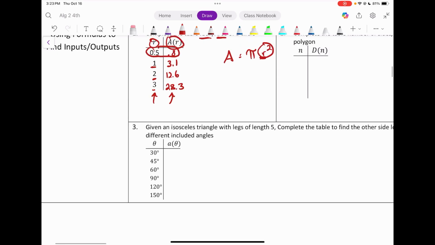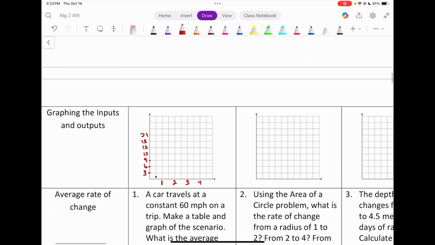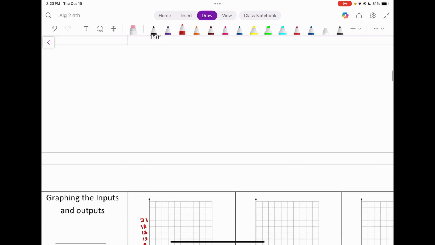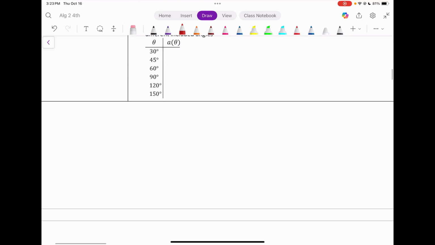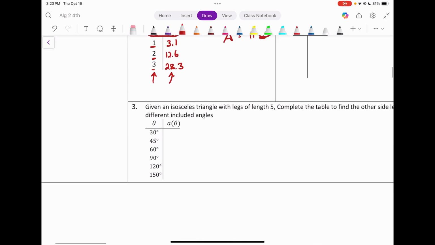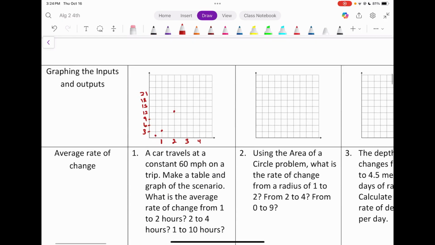When I plugged in 1, I got a little bit over 3, which is going to be about right there, 3.1. When I plugged in 2, I got 12.6. So at 2, I'm going to go up to 12.6, which is going to be just a little bit past 12. And then when I plugged in 3, I got a value of 28.3. So I'm going to have to go up a little bit further, 24, 27, 30. So when I plugged in 3, I got a value of about 28.3. You can connect your dots here. If you were to plug in 0, you would get 0.